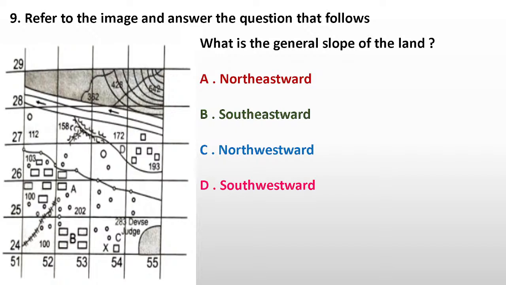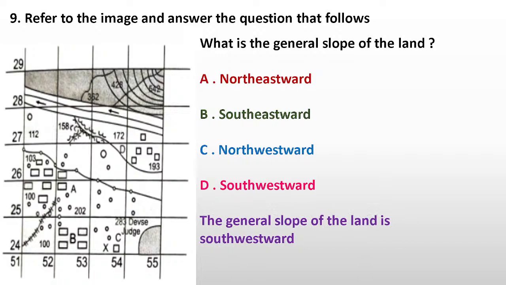So what is the general slope of the land? And the correct answer for this question is D. Southwestward. The general slope of the land is southwestward. So question number 9. The first one to answer was Arushi Shah.